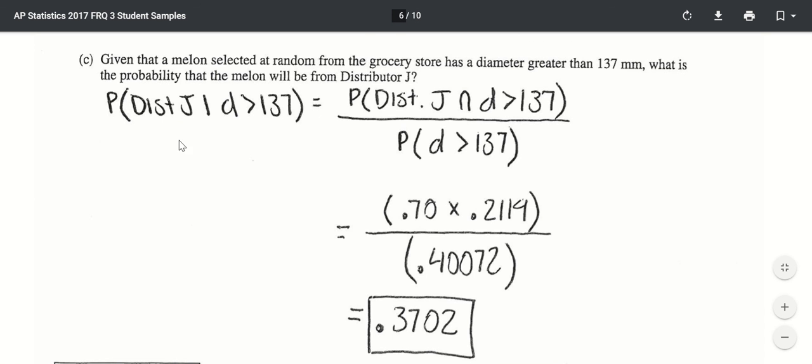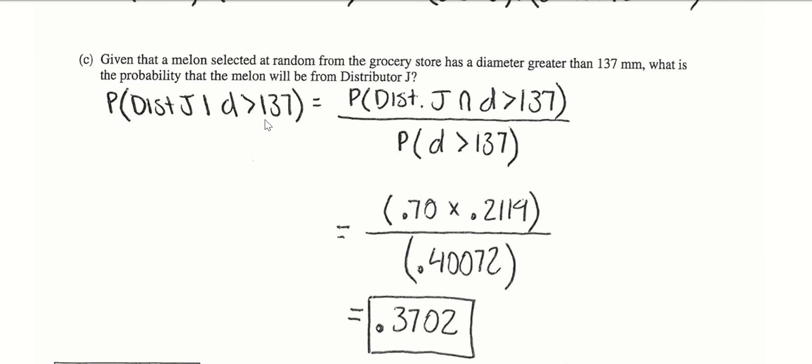So on the top, we want to know J and 137. And remember, that number was going to be 0.7 times 0.2119 because it has to come from J and it has to have a bigger diameter. So that's why this student multiplied. On the bottom, it just has to have a bigger diameter, and we got that answer in part B. These problems with parts A's, B's, and C's, they feed off of one another, so just keep that in mind. Guys, that was a tough problem, but hopefully I cleared up any confusion.